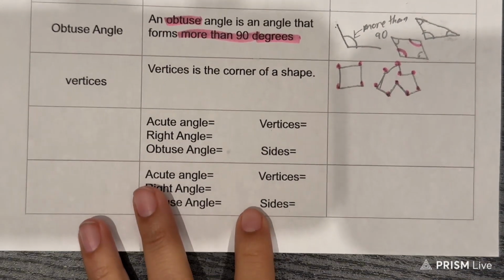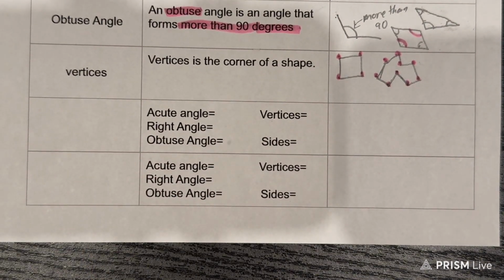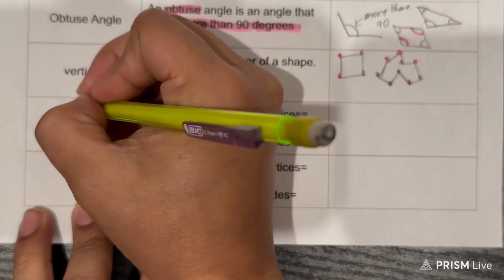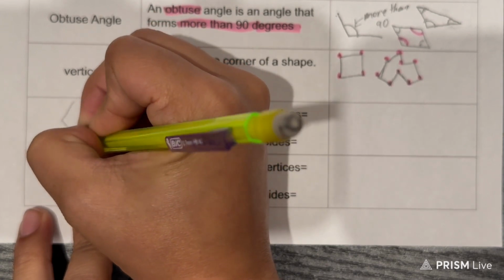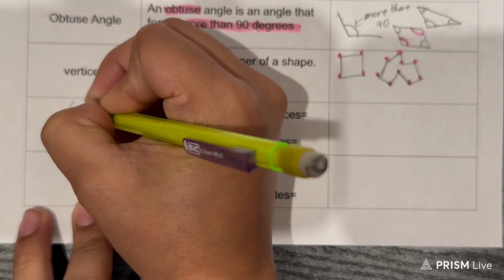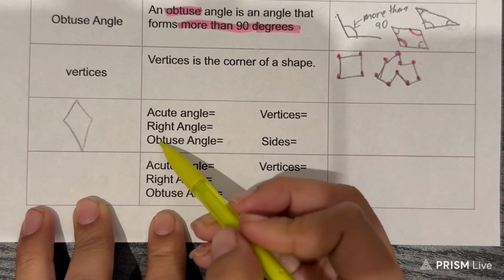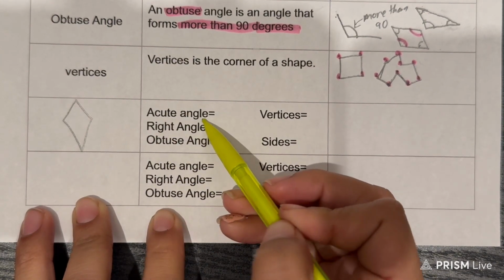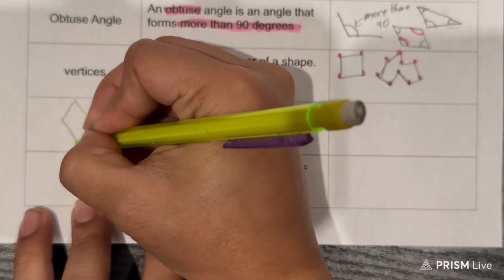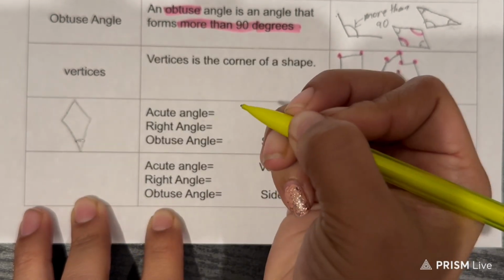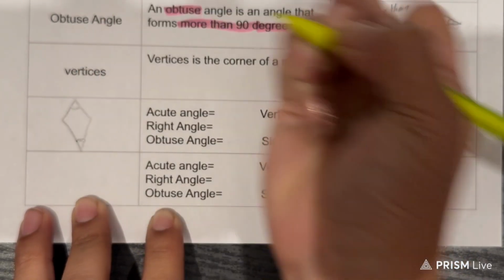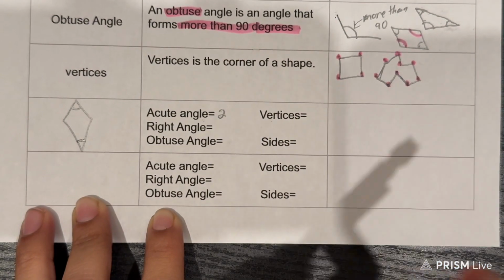Let's go ahead and do this one over here. We're going to do a shape. Let's say our shape is this. This is considered a kite. I'm going to ask, how many acute angles are there? Acute, I see this is less than 90 and this is less than 90. There are 2 acute angles.